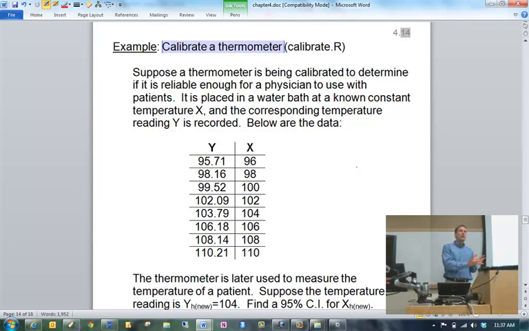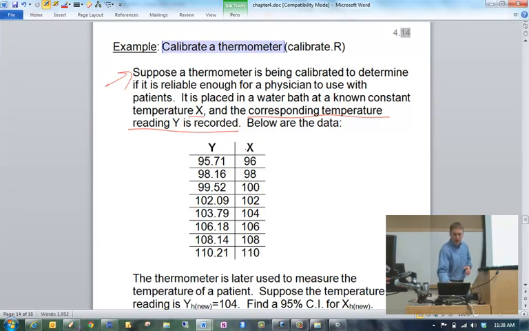And so what you might want to do is figure out how good this new instrument that you developed is. So this is a classic example. I actually got this example out of another regression book. Let's suppose a thermometer is being calibrated to determine if it's reliable enough for a physician to use with patients. It's placed in a water bath at a known constant temperature, so somehow we have some other kind of instrument that allows you to get the exact temperature. And so we know what the exact temperature is of this bath. And we're going to use this new thermometer to record the temperature as well.